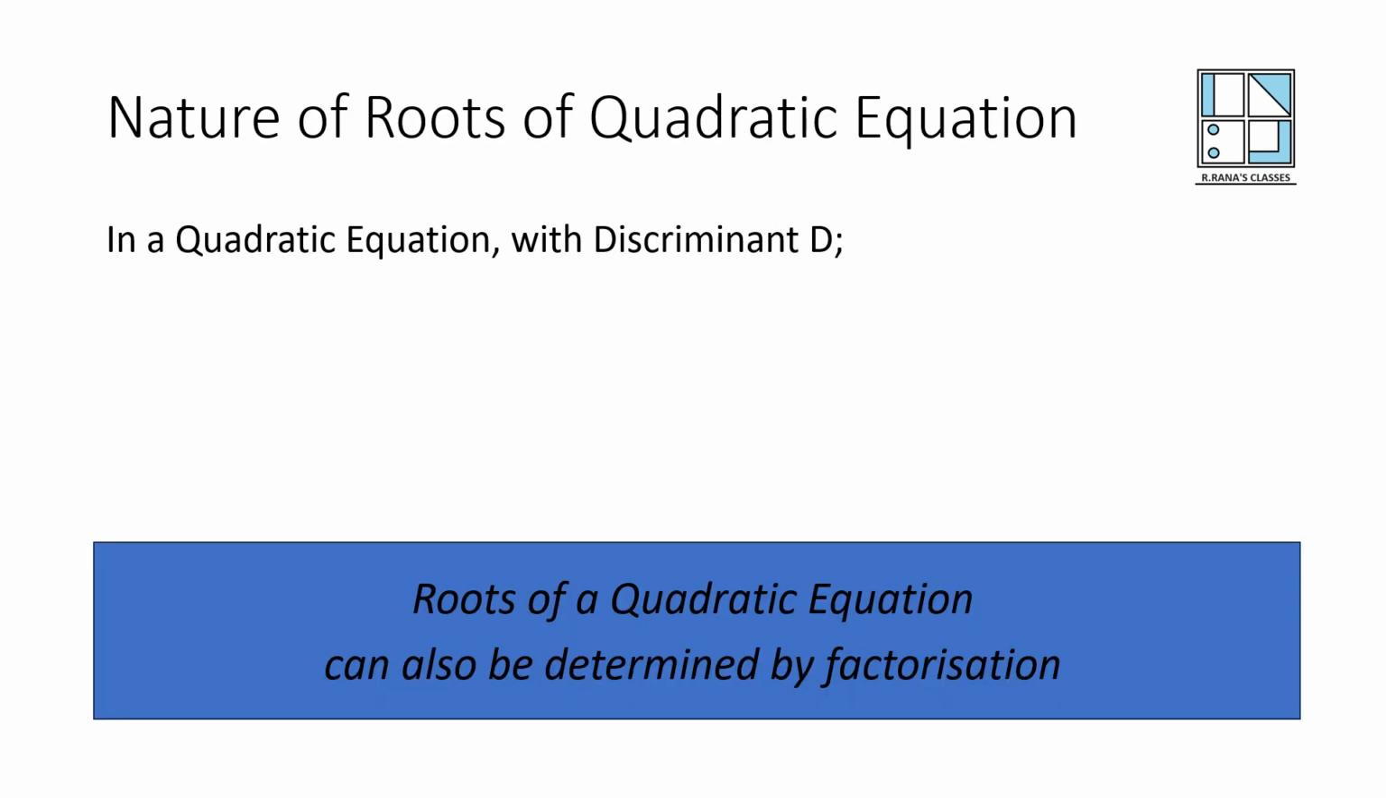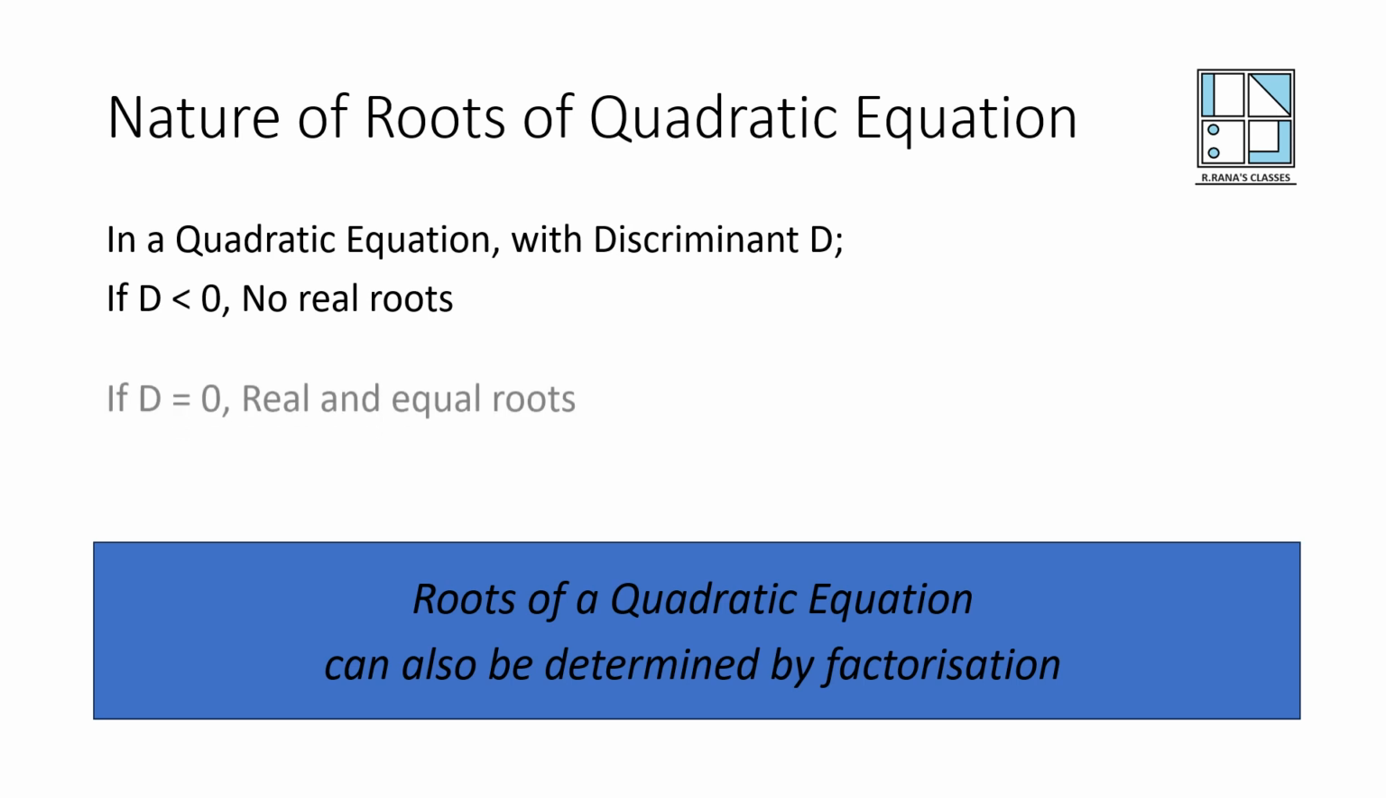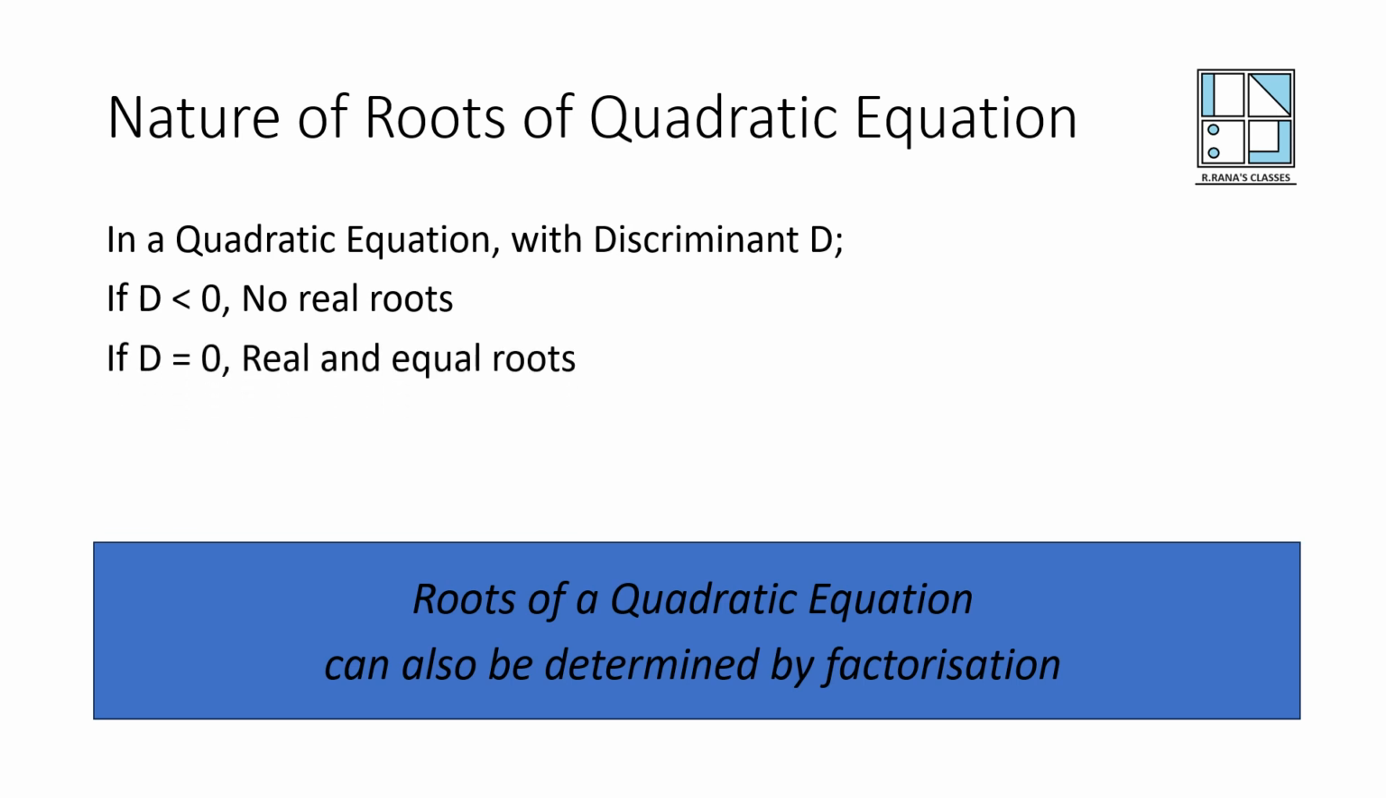Now let us talk about the nature of roots of the quadratic equation. If we know the discriminant of the quadratic equation, we can tell what is the nature of its roots. If d is less than 0, that means if d is negative, no real roots exist. If d is equal to 0, real and equal roots exist, because plus minus root of d will be 0. So both roots will be equal.